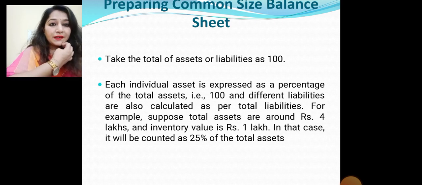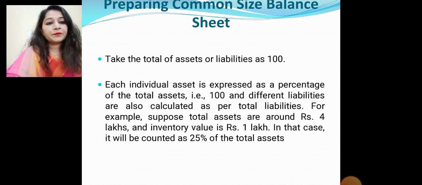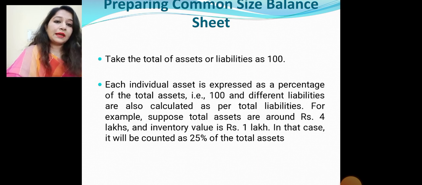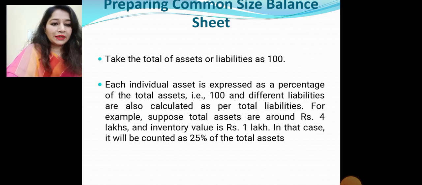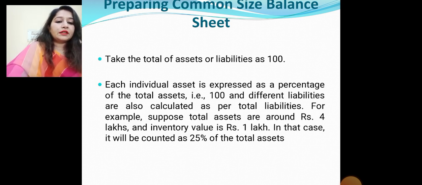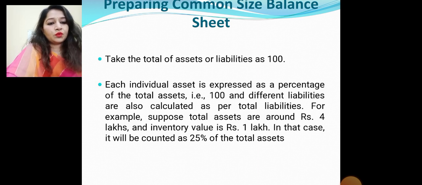Next is preparing common size balance sheet. Take the total of asset and liability as 100. Each individual asset is expressed as a percentage of total asset, that is 100, and different liabilities are calculated as per total liability. For example, suppose total asset is around rupees 4 lakh and inventory value is 1 lakh. In that case, it will be counted as 25% of total asset.